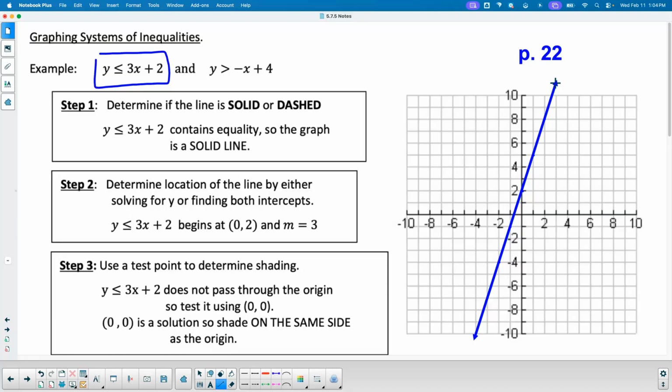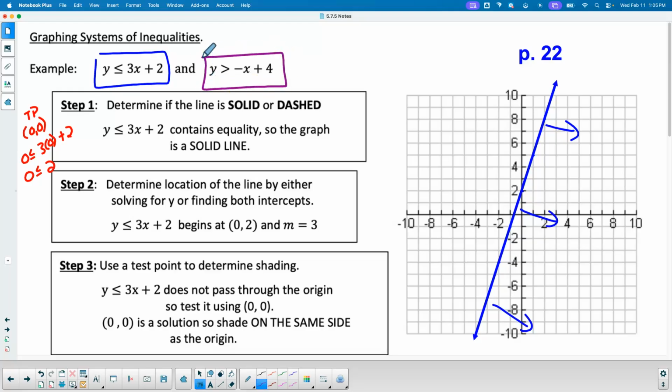Did we go through the origin? Nope. So that's going to be a test point of the origin. I'll write it over here. 0 less than or equal to 3 times 0. What's 3 times 0? 0 plus 2. 2. Is 0 less than or equal to positive 2? Yeah, that's a true statement. So I'm going to shade this side of that line. Okay?